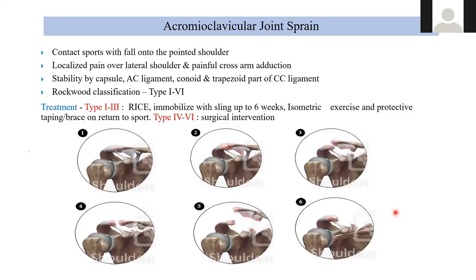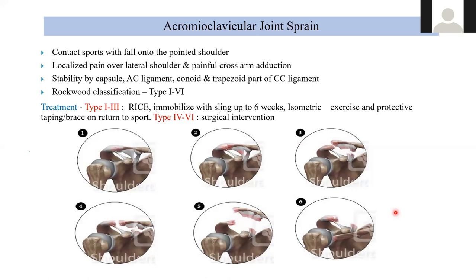The other commonest injury in the shoulder is an acromioclavicular joint sprain. It is commonly due to contact sports, where a fall onto the point of the shoulder occurs, and you can see localized pain. The patient can point out with one finger where the pain is, and also the pain will be on cross-arm adduction. I mean, the patient has to adduct the arm towards the opposite side across the body, and the pain will be increased.